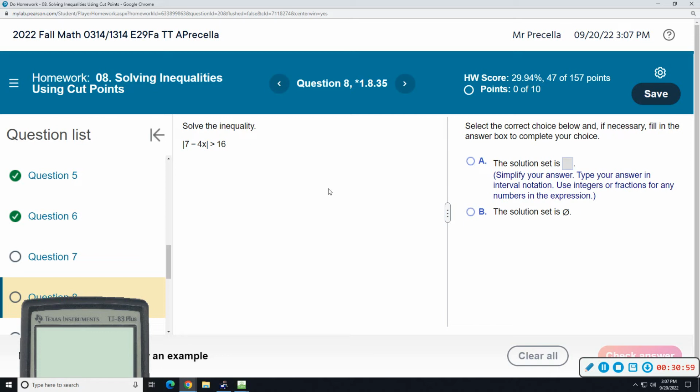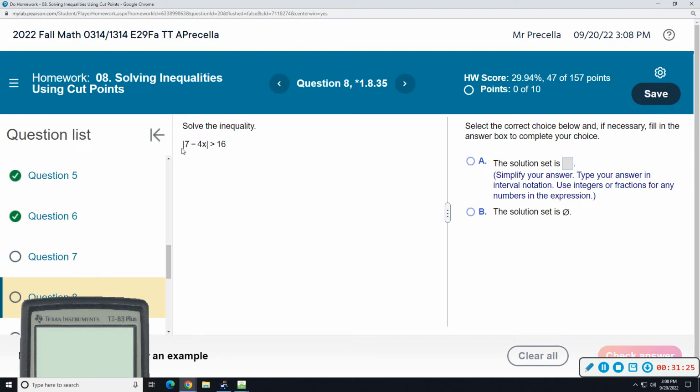What's this number? 8. That's not a 17. It's the absolute value of 7 minus 4x is greater than 16. Absolute value inequalities are taught in Math 371, but we did equations and we reviewed them. We had an assignment on them last time on Thursday.